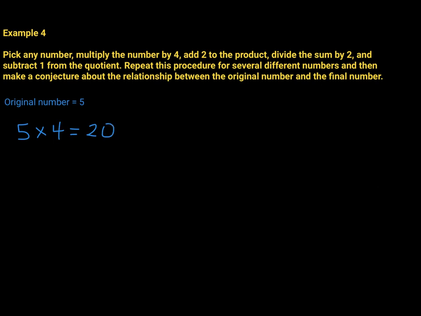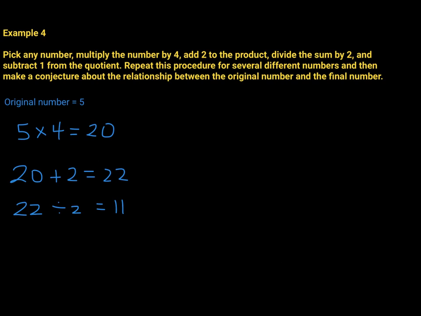Okay, so 20 is the product. Add 2 to the product. Okay, now I'm at 22. Divide the sum by 2. So 22 is the sum divided by 2. Okay, I get 11.